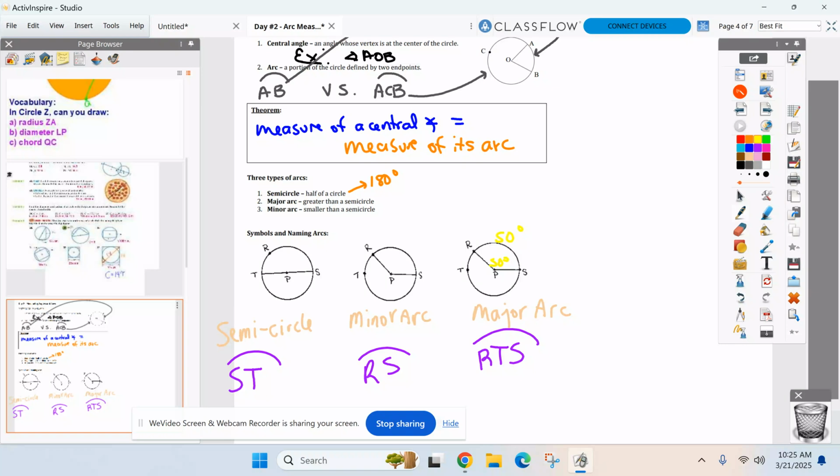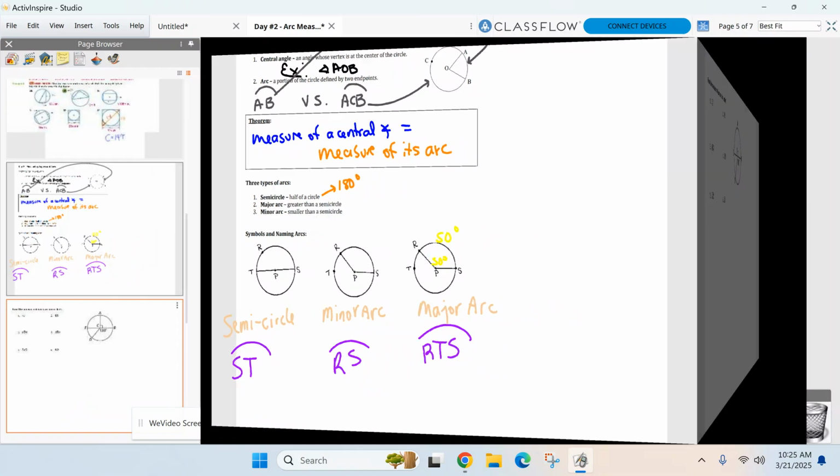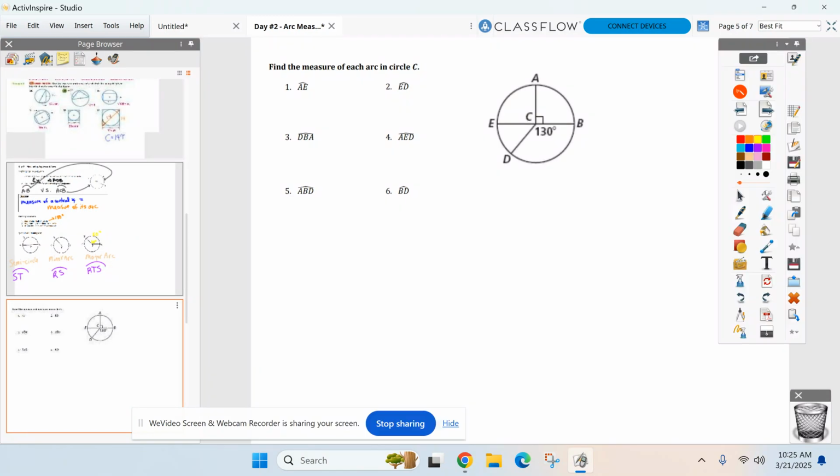All right, and if you're wondering, what's that mean, 50 degrees? How many total degrees in a circle? 360. So this 50 represents 50 out of 360. Okay, that's what it's telling me. All right, using that theorem now, let's do the next example. Let me do the first one with you, and then you guys can go on your own in your groups.